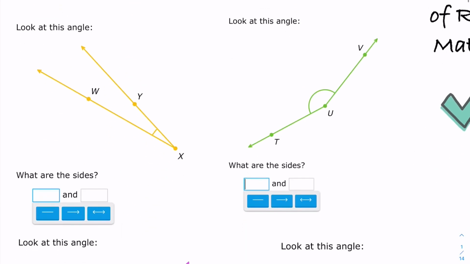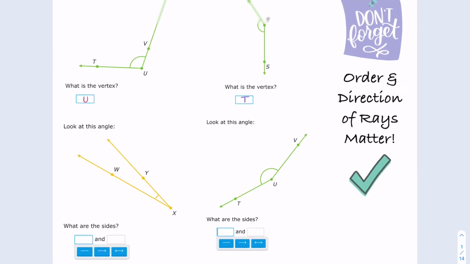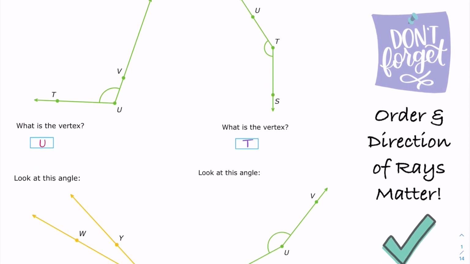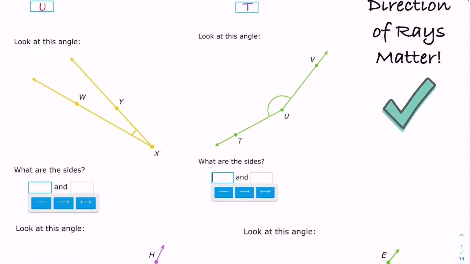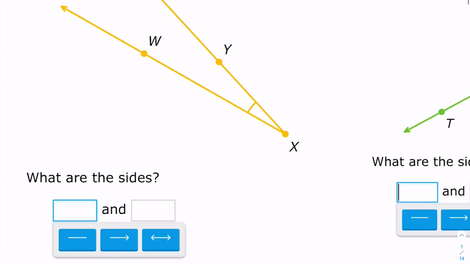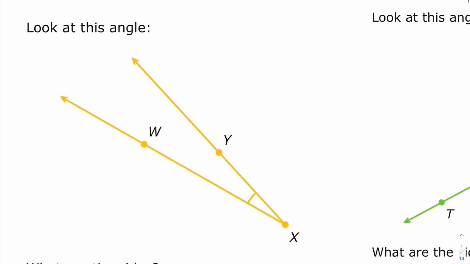The next one, what are these? So now those are your vertices. The next questions, this type is asking what the sides are. The sides are formed by rays. So here we have X, Y, and we have X, W. And now order matters. Order matters because we are going from an endpoint, X, to the direction of Y, and from X to the direction of W.